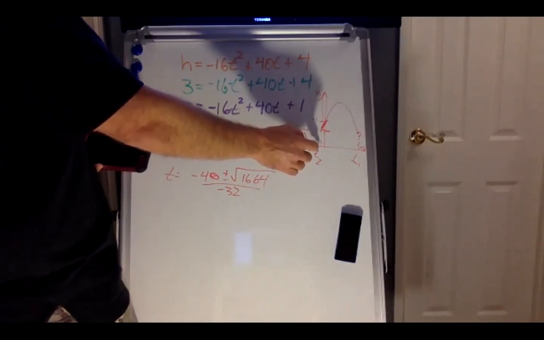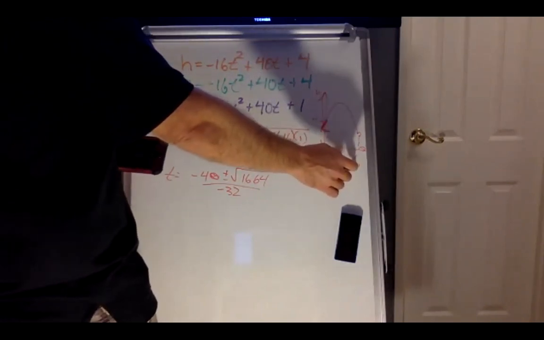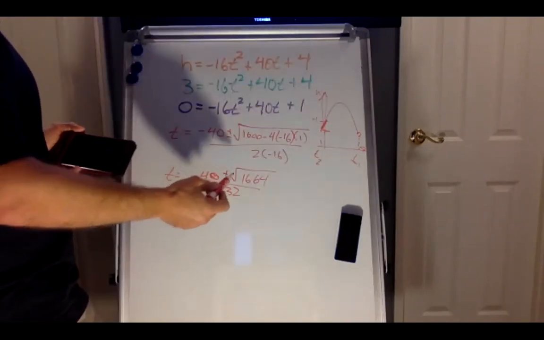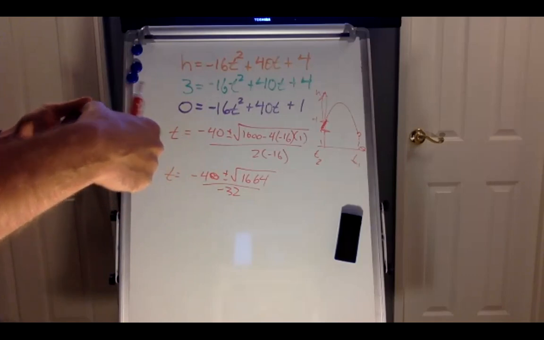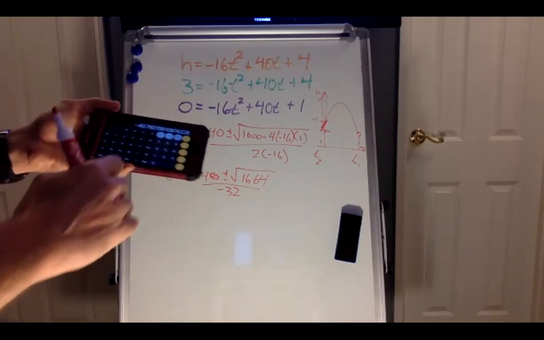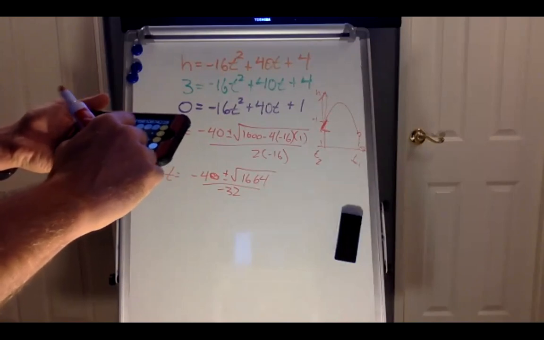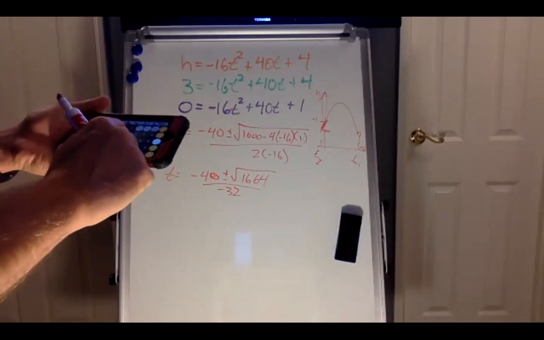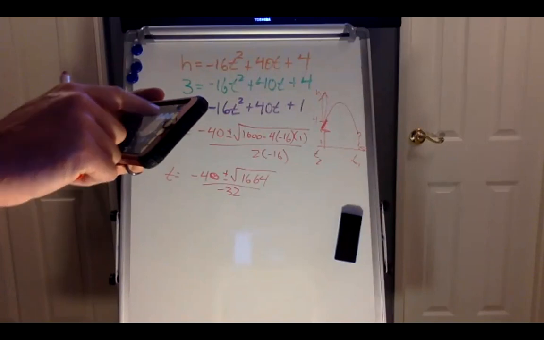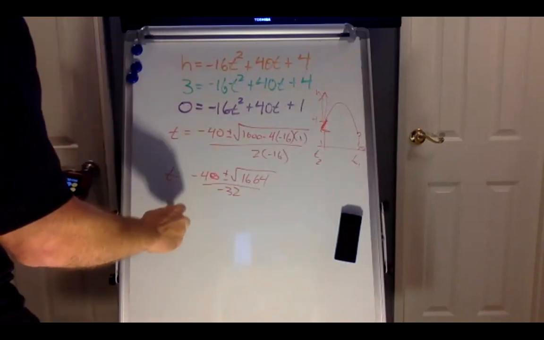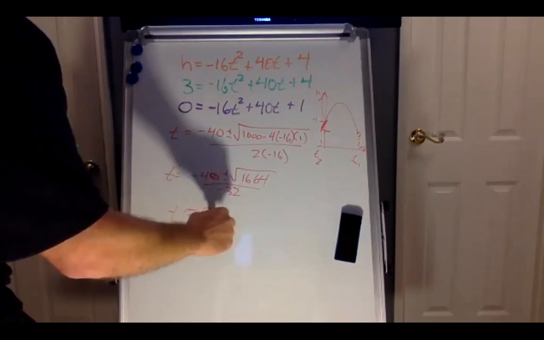But that's not what we want to know. We want to know what the other one is, okay? So you'll disregard the adding, and we'll only do the subtracting of this. So in my calculator, I'll put the minus on there, and I'll subtract 40, and I get that. And then I'm going to divide by negative 32. And I get positive 2.52. So t is approximately 2.5.